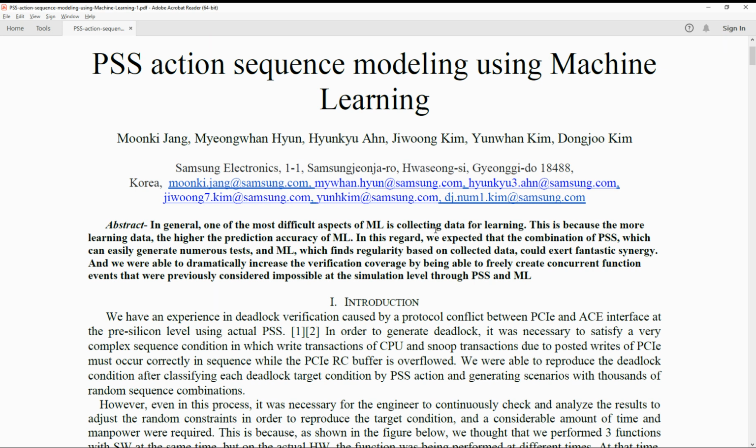In this regard, we expected that the combination of PSS, which can easily generate numerous tests, and ML, which finds regularity based on collected data, could exert fantastic synergy. And we were able to dramatically increase the verification coverage by being able to freely create concurrent function events that were previously considered impossible at the simulation level through PSS and ML.